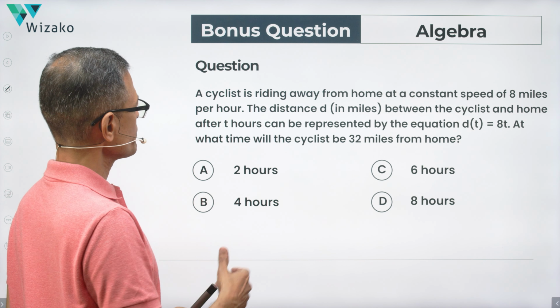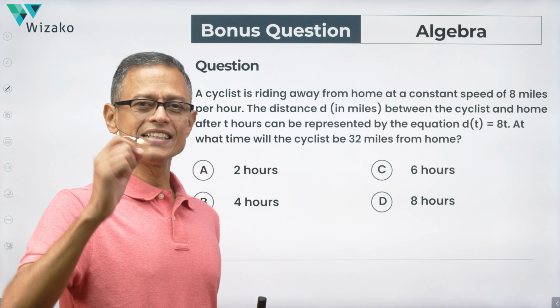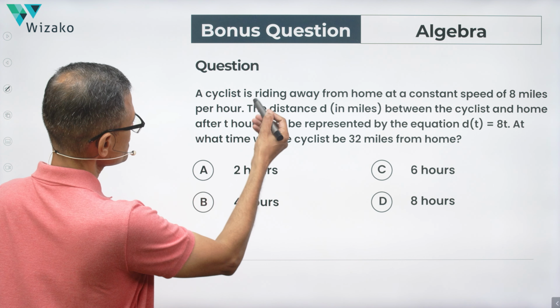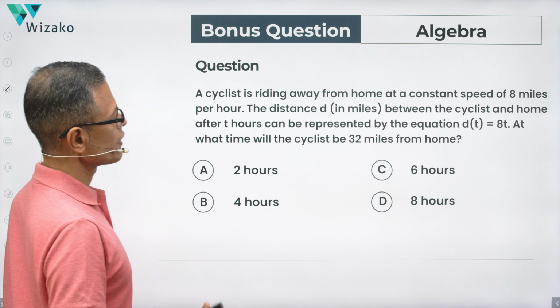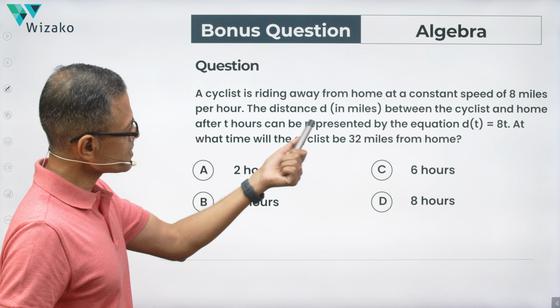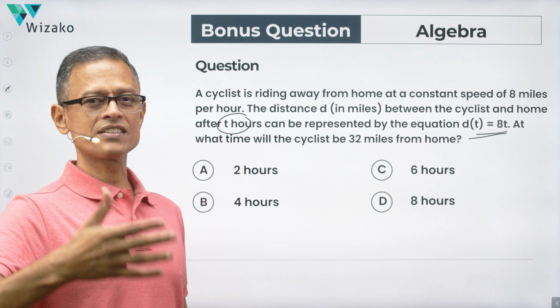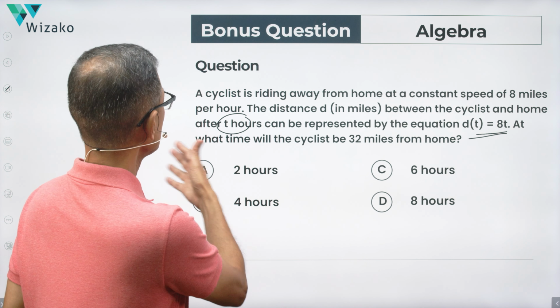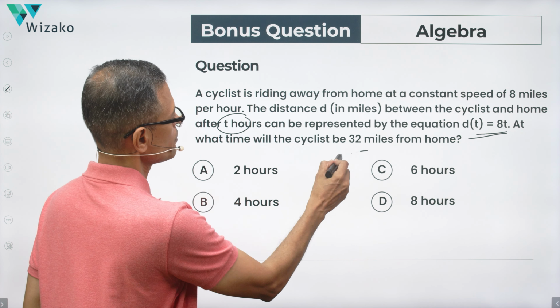Here is a bonus question. Quite similar, a little easier than what we did. A cyclist is riding away from home at a constant speed of 8 miles an hour. The distance d in miles between the cyclist and the home after t hours can be represented by this equation. It's a simpler equation, right? D of t, the distance, is equal to 8 times t. At what time will the cyclist be 32 miles away from home, right?